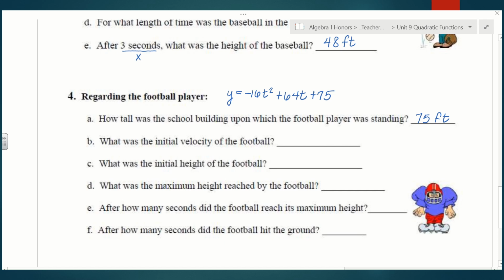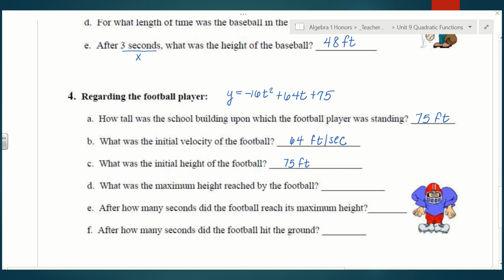What was the initial velocity of the football? Again, that's our b term. So in this case, 64 feet per second. What was the initial height of the football? That's basically saying the same thing that part A was asking. It was 75 feet because that's how tall the building was.